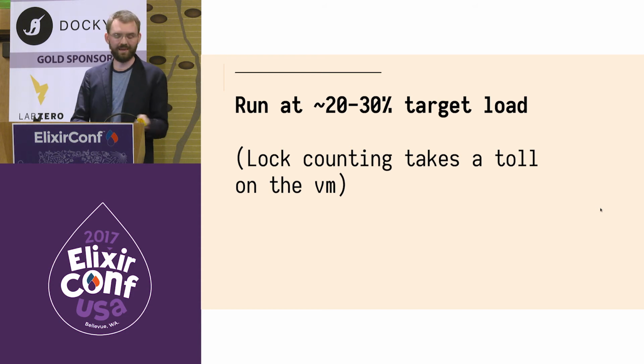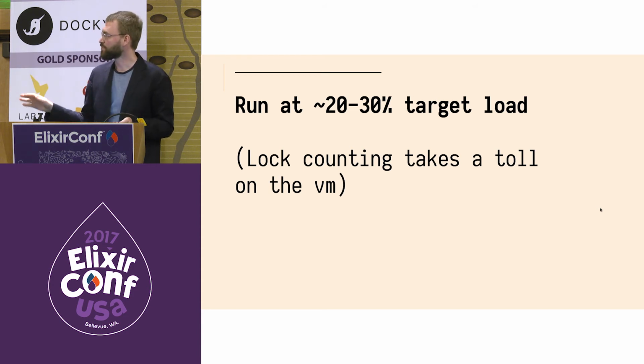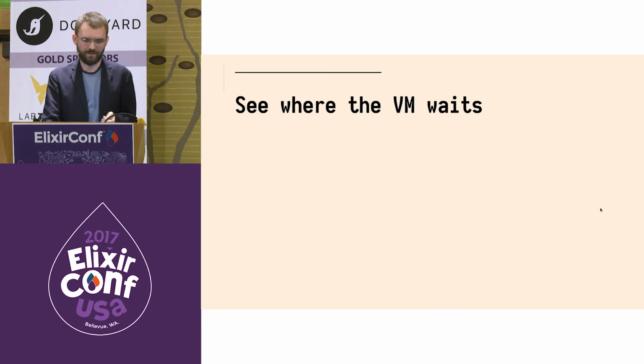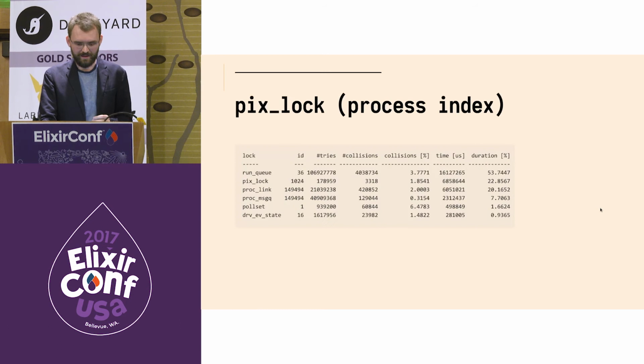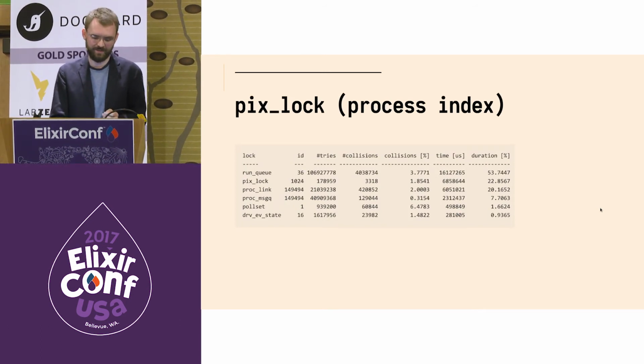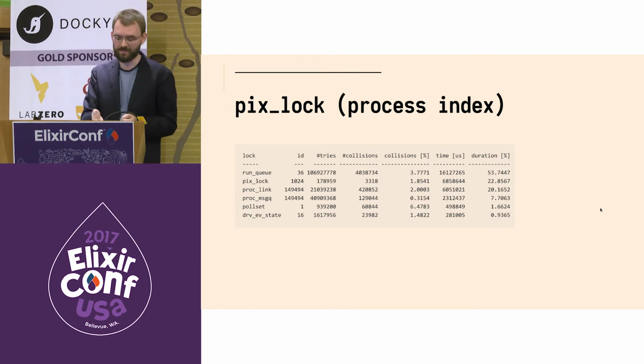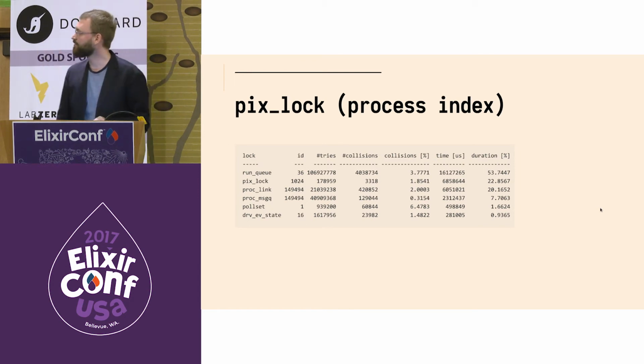So it takes a toll. You can't really make it go as fast. So what you do is you run it at a reasonably low load. You tell it to start counting and keep track of what's happening, and then you get nice tables. So in our case, we found that there are many of these locks. And if you look in the C source code, you'll see explanations of all of them.